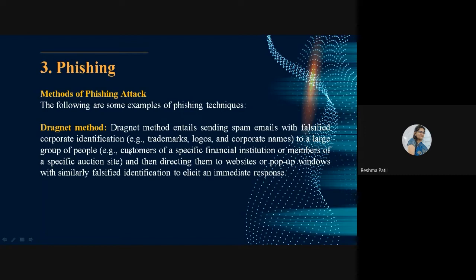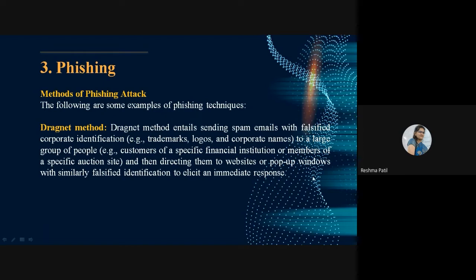So these customers or users they will select to send the spam mail, and then direct them to a website or pop-up window with similarly falsified identification to elicit an immediate response. For example, some companies are there and some customers are using the services of that company. As a customer, you know the logo of that company. Using that logo, they will send you the spam email and tell you to click on that particular logo, or they will give you a link to click on.